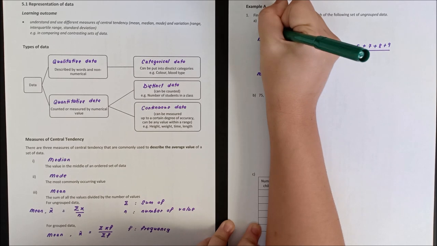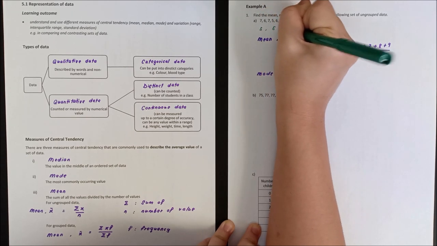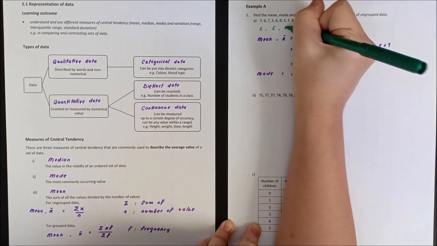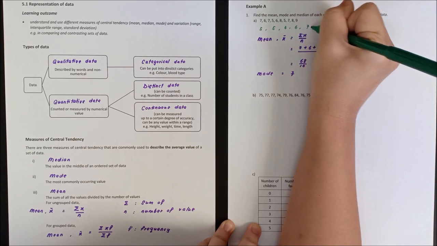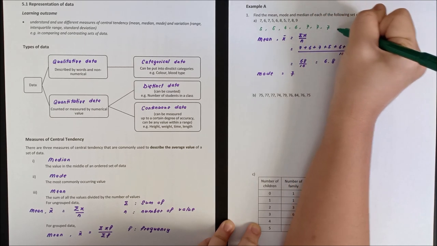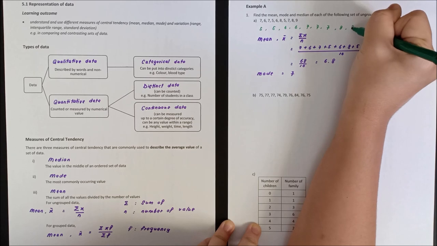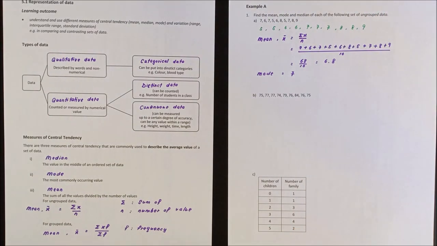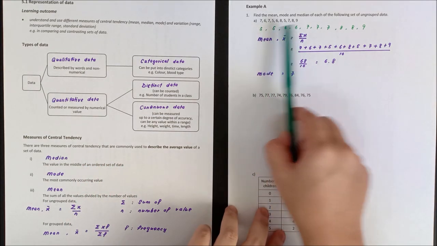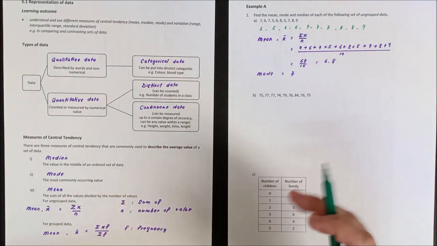Okay, so you have 2, 5, then 2, 6, 3, 7, and then 8, 8, 9. This is how I arrange my values. After I arrange, now what is the median? The median is the value in the middle of an ordered set of data. So you have 10 numbers, right? Where is the middle?